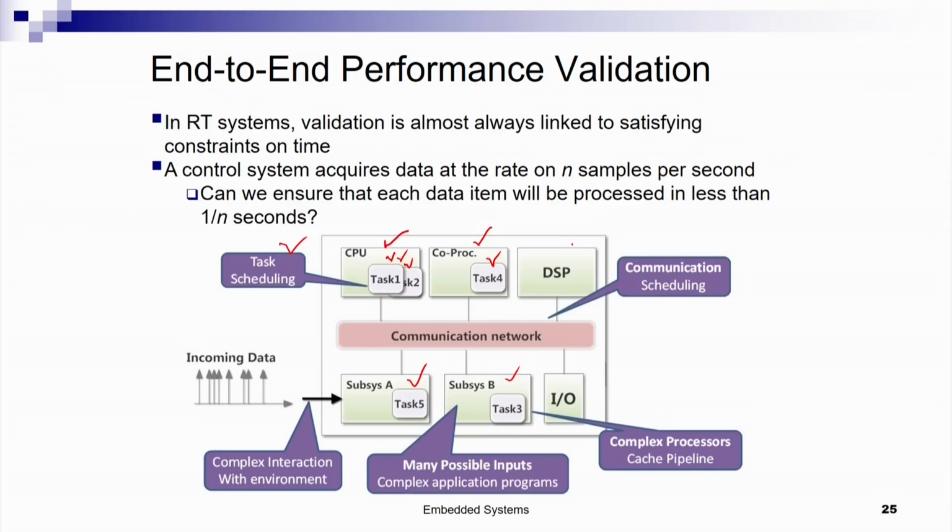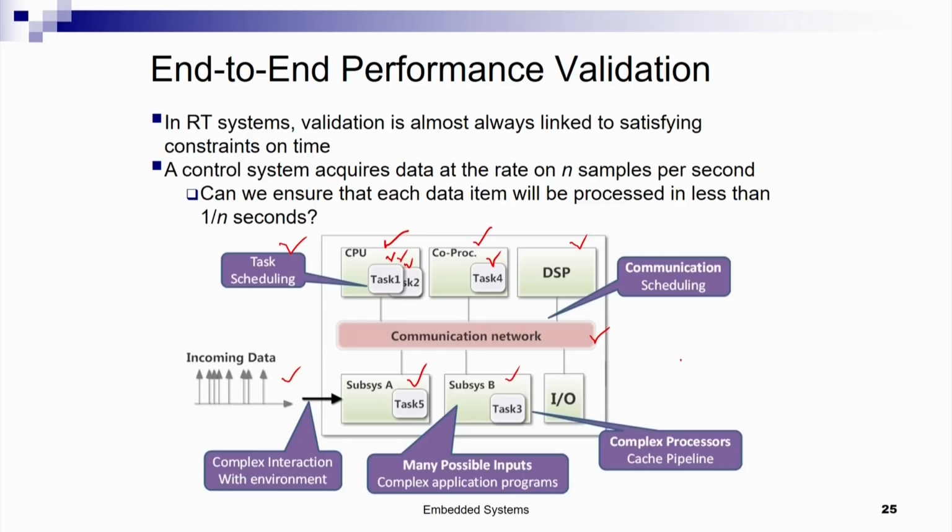I may require DSPs, digital signal processors. I will require a communication medium to talk among different components. I may need to have buffers for incoming data. It may have complex interactions, say periodic, aperiodic interactions with the external world. It may have many possible inputs. The application programs can be very complex, and hence it needs, for example, dedicated hardware. It may have complex pipeline structures, etc.